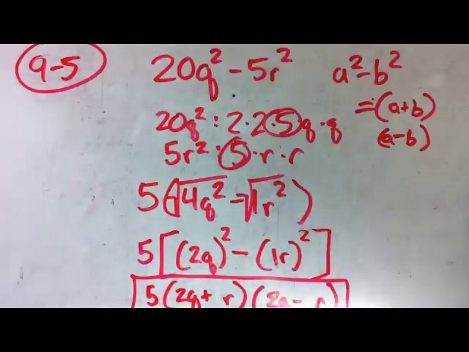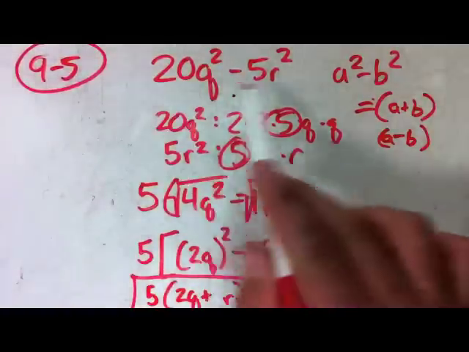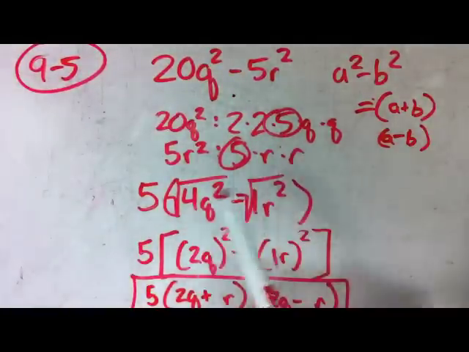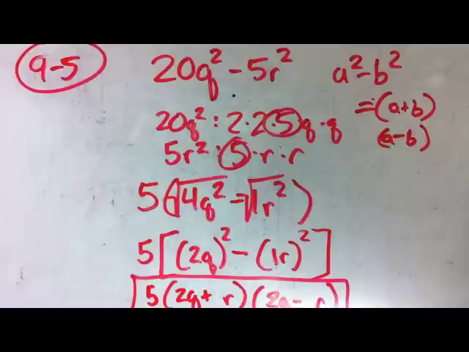Remember that in the beginning, not all of them will be able to be factored out like 20 and 5 were. So if you don't have anything to factor, you can start by finding the square root of it.